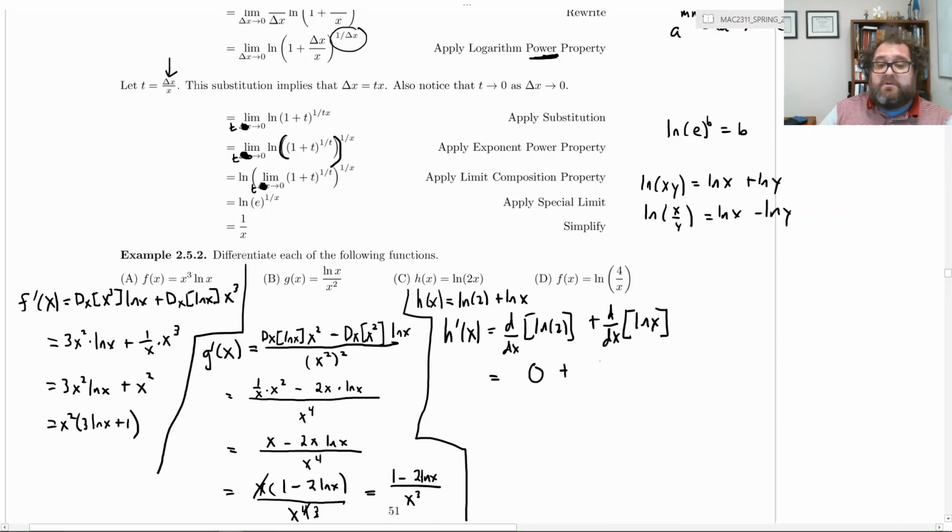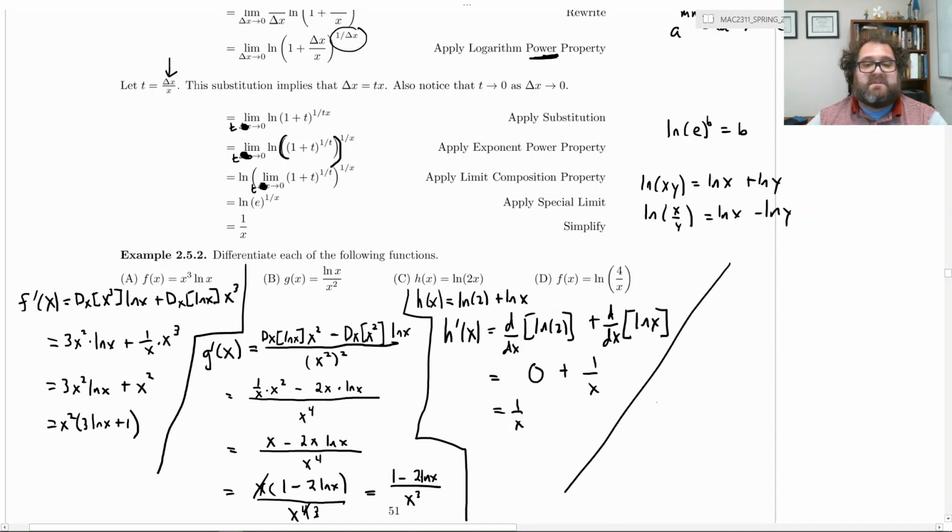And then the derivative of natural log x is 1 over x. So 1 over x. Even though it's composite and we would normally need something called the chain rule that we haven't talked about yet, you don't need that right now because we can rewrite it.